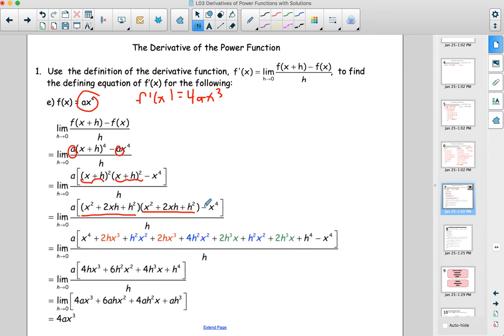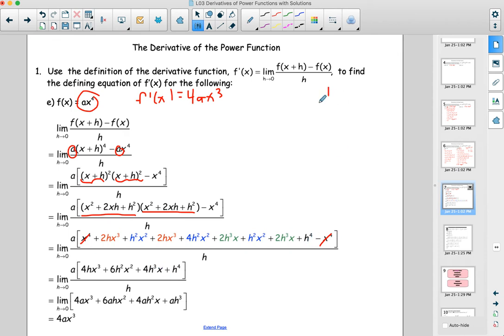If you need time, you can pause the video just to verify that these are correct. I also color-coded them so that we can see the pieces that belong together. So we see the x to the fourth drop off. These two come together to give me 4hx cubed. All of those come together to give me 6hx squared. The greens come together to give me 4h cubed x. And then I just have the h to the 4th sitting on the end.